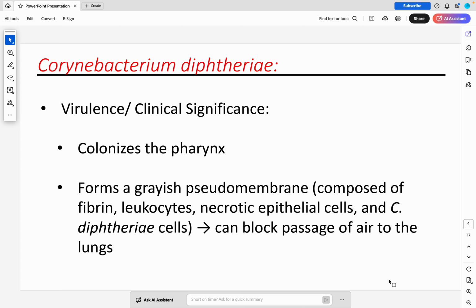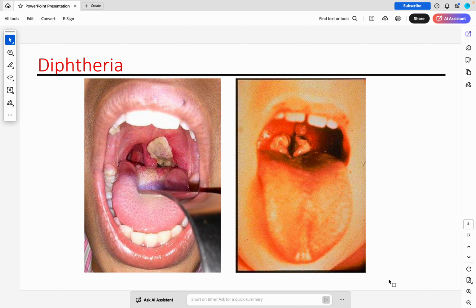Actually, the pseudomembranes have something to do with the species epithet of the bacterium. Diphtheria is a term associated with leather or hide, because the pseudomembranes produced by this bacterium along the airways have a leather-like appearance. Here you can see a patient with pseudomembrane associated with Corynebacterium diphtheriae.